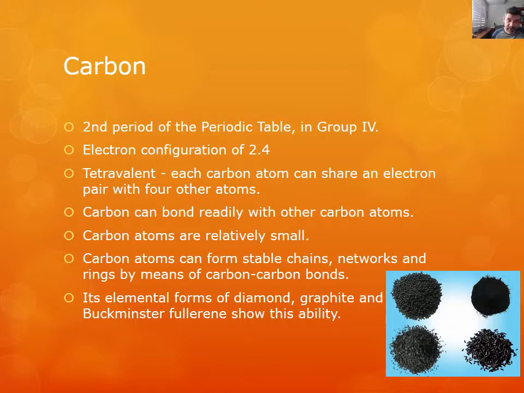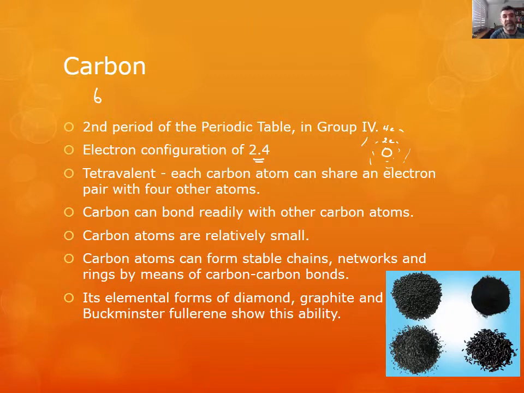To cover the first couple of things, carbon is element number 6 in the periodic table. It's in the second period in group 4. It has an electron configuration of 2,4, so that's 2 electrons in the first shell around its nucleus, and then 4 in the second.